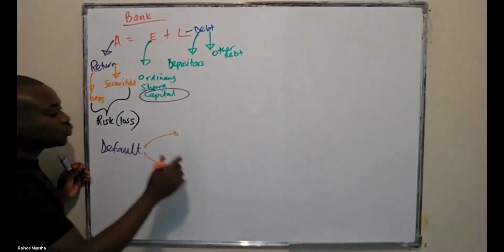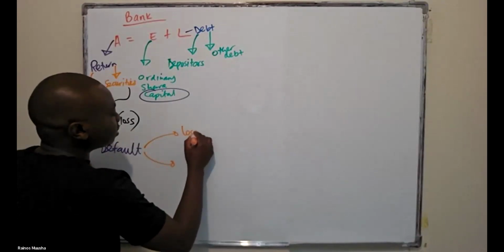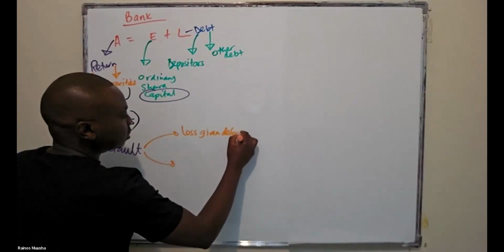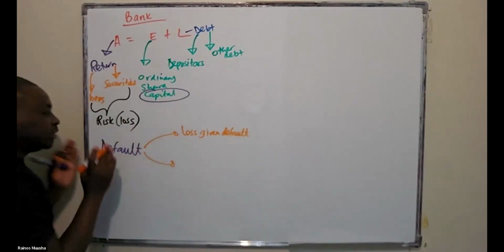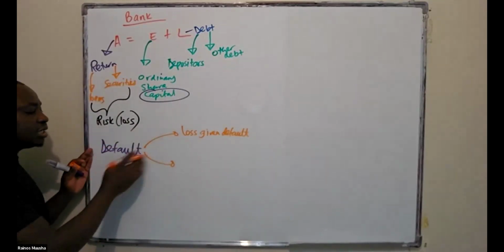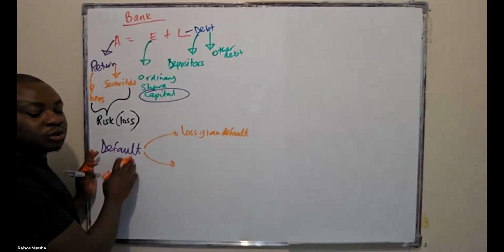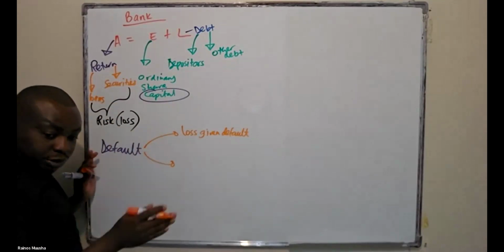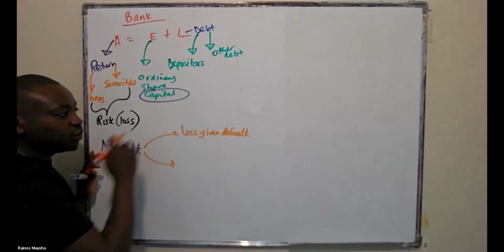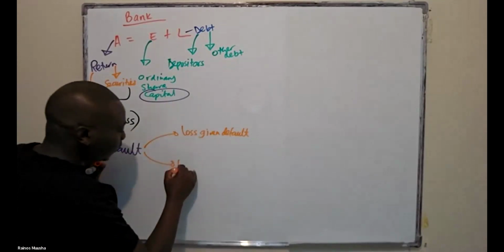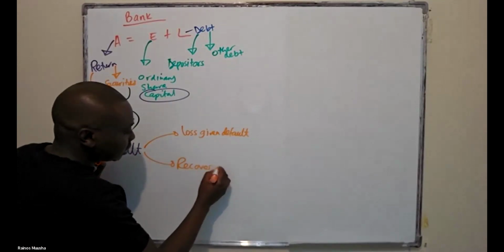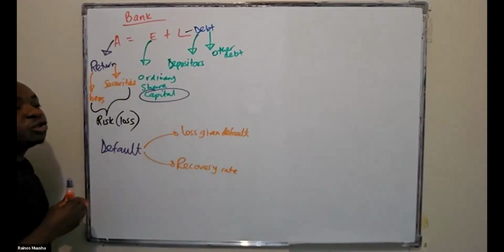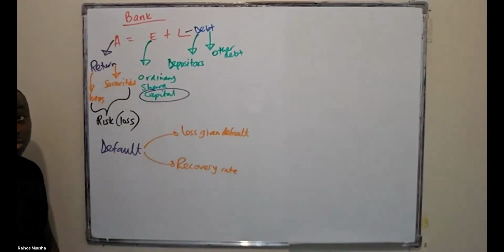It's either there is going to be a loss given default, so that if the default happens, how much are we going to lose out from the principal amount, from the money that was still being owed by the customer? How much are we going to lose out? Or how much are we going to be able to recover as well?